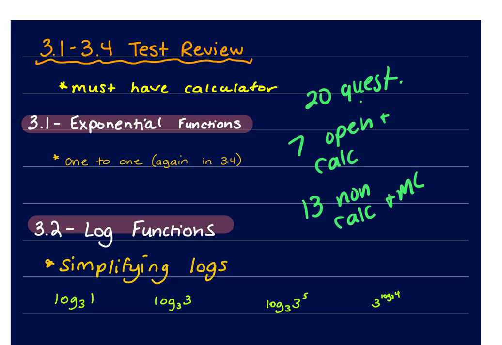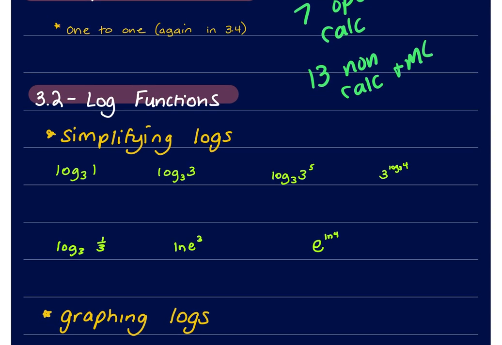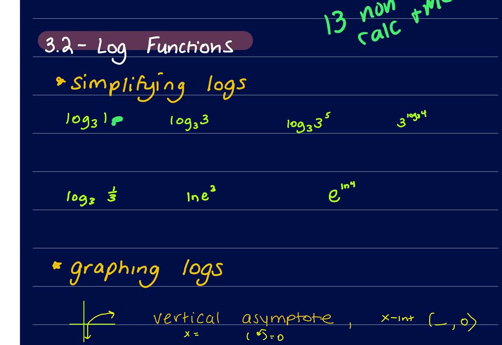After 3.1, which was the introduction into exponential functions, came the log stuff. So some basic rules. I'm not saying you're getting questions like these, but these will actually lead into what you would have to be answering. So what is log base 3 of 1? 0. What is log base 3 of 3? 1. What is log base 3 of 3 to the 5th? Good. What is 3 to the log base 3 of 4? 4. What is log base 3 of 1/3?